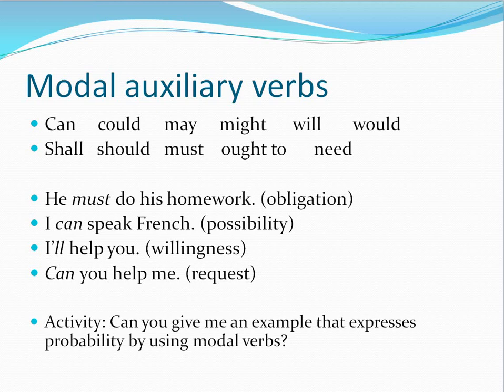For example, I can swim. Can here is expressing what? Ability, or possibility. It gives the meaning that I am able to swim. This is the main action, swimming. We have a range of modal auxiliary verbs like can, could, may, might, will, would, shall, should, must, ought to, need. And there is a range of meanings for modal auxiliary verbs.